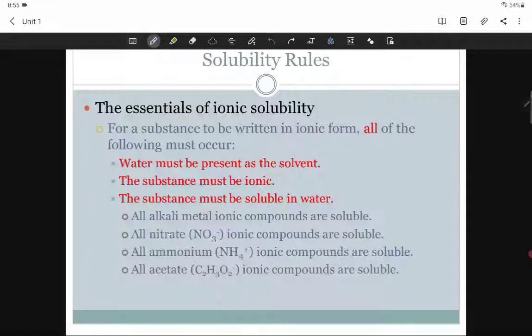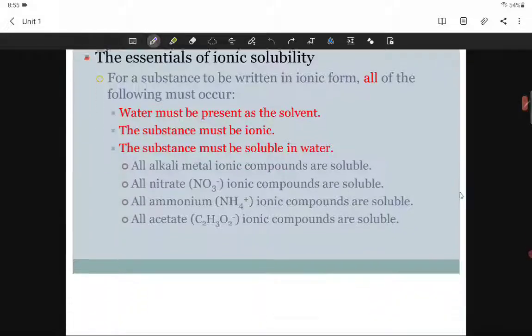So if you know which ones are soluble, then you might know in the chemical reaction which item would be insoluble. Okay.